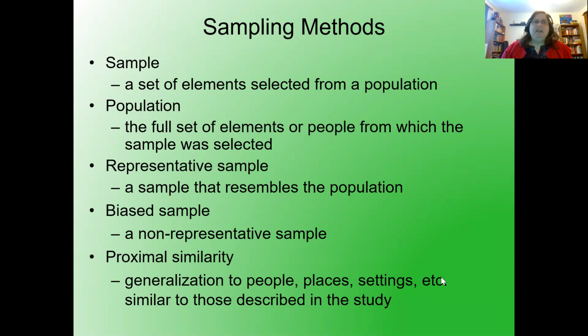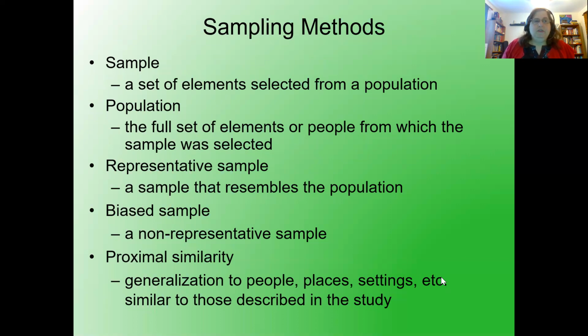So what do we mean by that? It's really a subset of the population, right? It's a smaller subset. Now, we often hope that it is a representative set, but we'll get to that in a second. The population, however, is the full set of elements or people from which the sample was selected. So population might be the entire United States population of adults, right? And the sample might be 1,000 adults that you actually selected for your study.